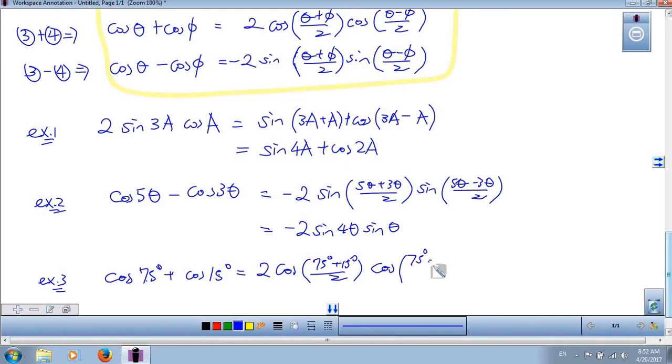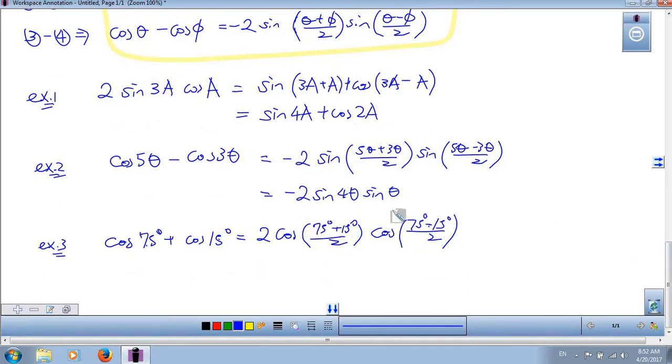I'm sorry. The first one is their average, so half of their sum. The second part is half of their difference. So 75 plus 15 is 90. 90 divided by 2 is 45 degrees. So that's the first one. 75 minus 15 is 60. 60 divided by 2 is 30 degrees.